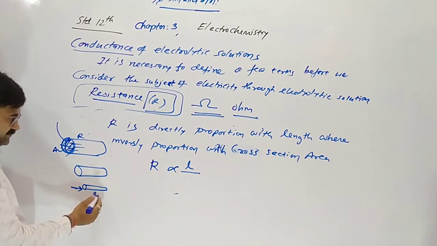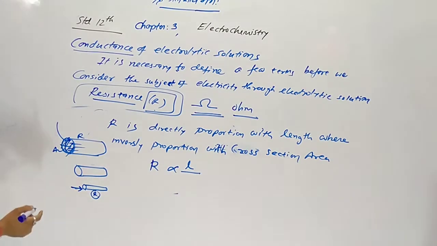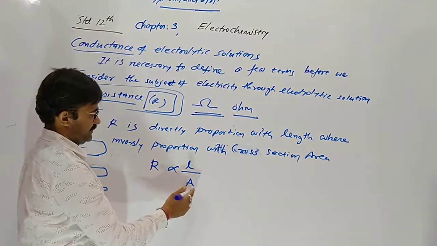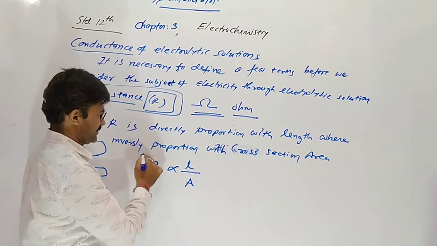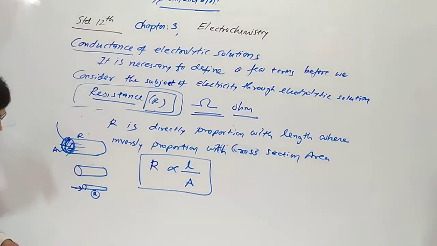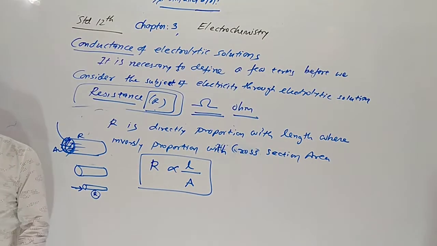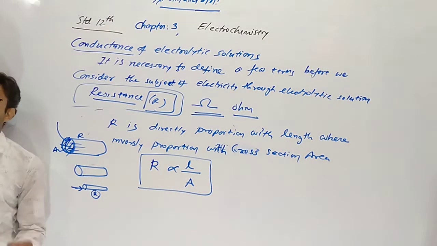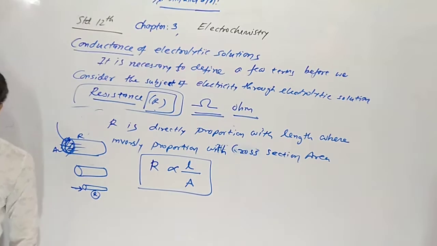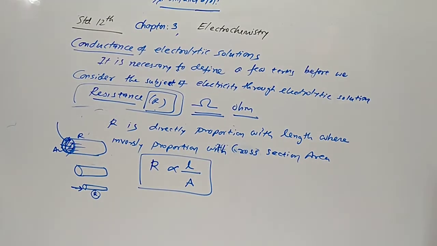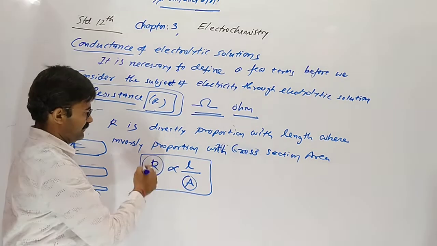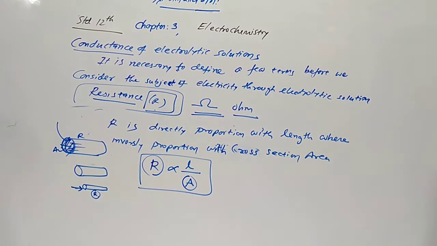Whenever wire is thin, then resistance is high. So A is the cross section area. In our household fuse we are using very thin wire because in a short circuit it will melt and the circuit will break, and damage we can prevent.